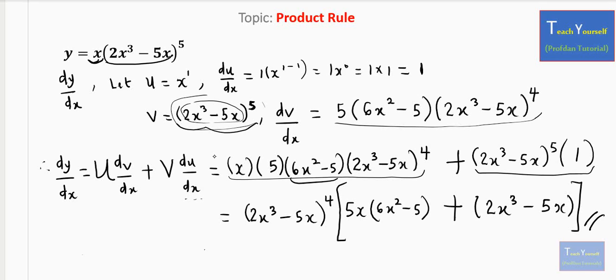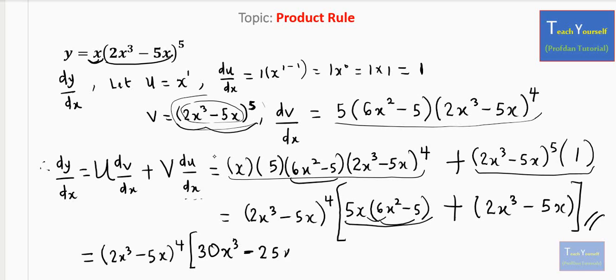And for a good mathematics student, I want to simplify further. Yes, we can still do that. And that's going to be, if I open up this bracket here, 5x multiplies everything inside. So I'm going to have 5 times 6, that's 30x^3, minus 5 times 5, that's 25x. For the first bracket, and the second bracket, if I open it up, that's 2x^3 minus 5x. As you can see, finally, still simplifying, we can have this plus 5x raised to power 4 into bracket.